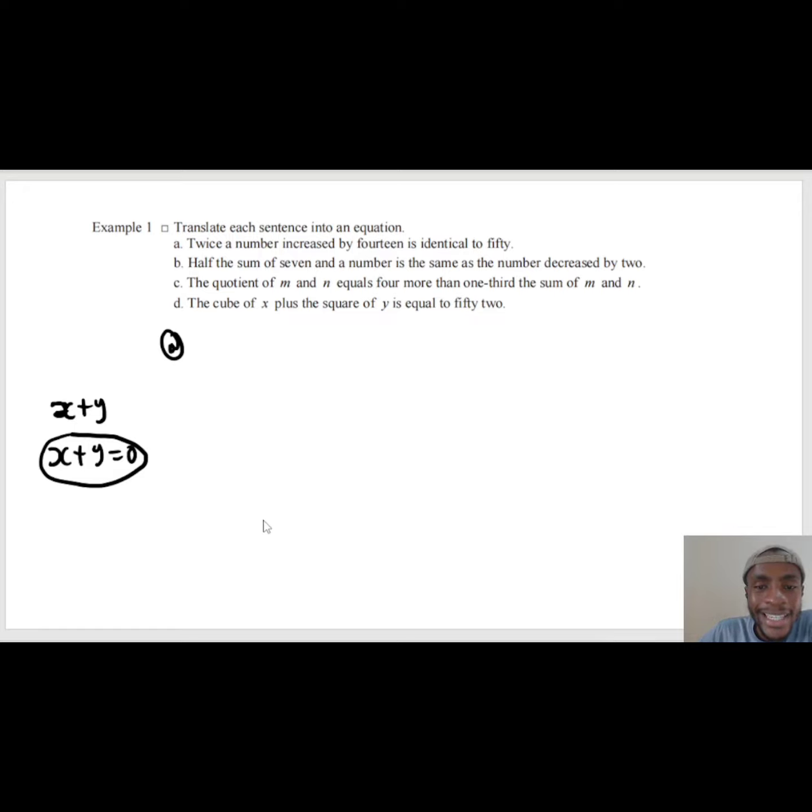Twice a number increased by 14 is identical to 50. So we can pick a number x. Twice of x, 2x, increased by what? 14, that's plus 14, is identical, is equal to 50. That's all. That's what they said we should do. Translate each sentence into an equation. Next one.